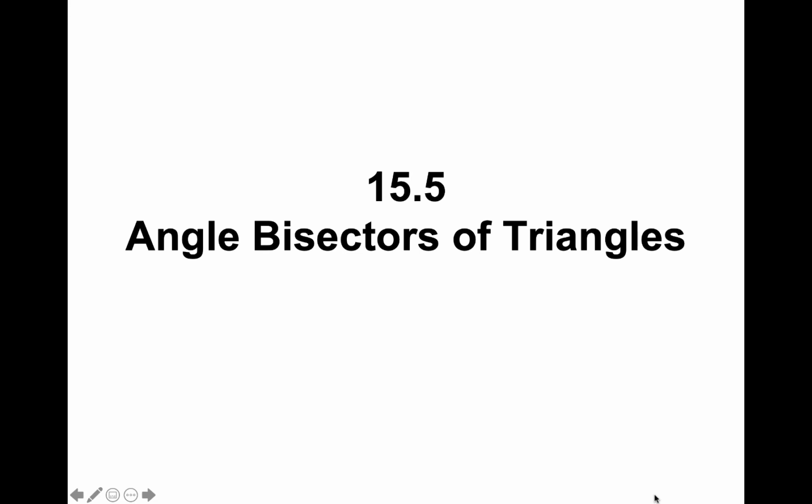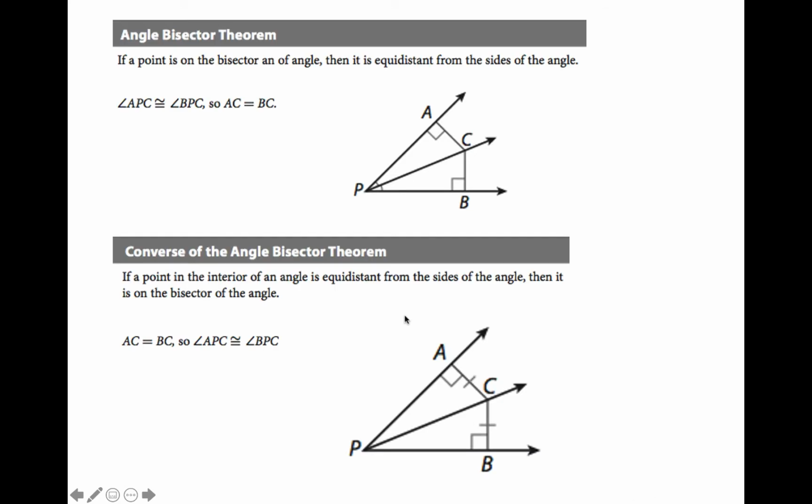Right, 15.5, angle bisectors of triangles. So the angle bisector theorem says if a point is on the bisector of an angle, then it is equidistant from the sides of the angle. Lots of words. Let's break it down.